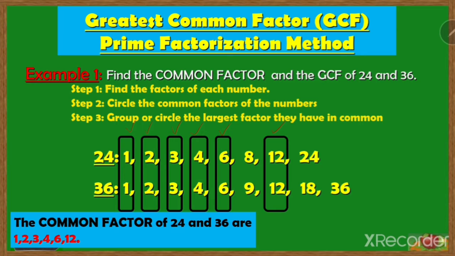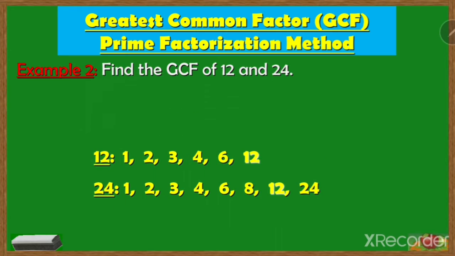When I say common factors, those factors are found in both numbers, okay? What about the GCF, or the greatest common factor, of 24 and 36? It is the greatest number that can be found in both numbers. So therefore, the GCF of 24 and 36 is equal to 12.